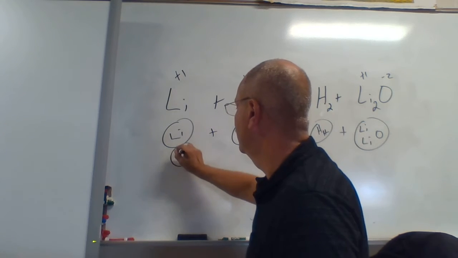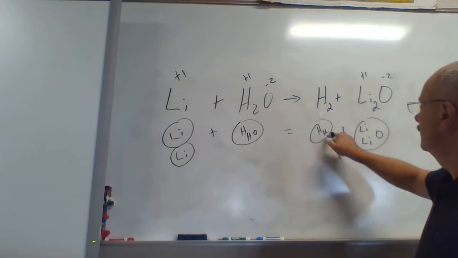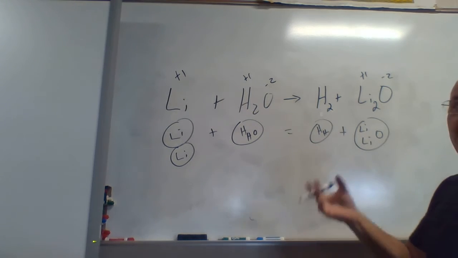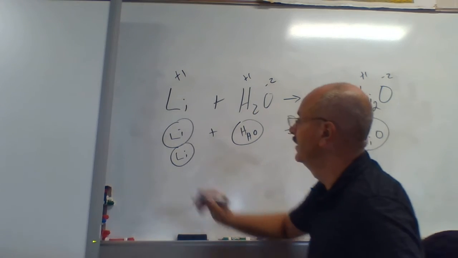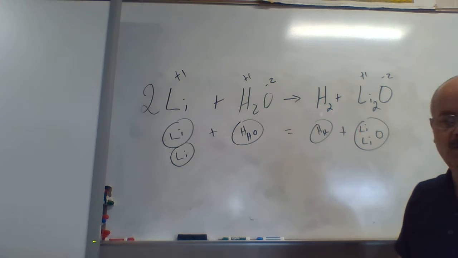I need another one of these guys. All I got left is H's and O's. 1, 2 H's, 1, 2 H's, 1 O, 1 O. That's the end. So I need a 2 in front of this, and that's it. All the rest of them are singles. So there's the answer for that one.